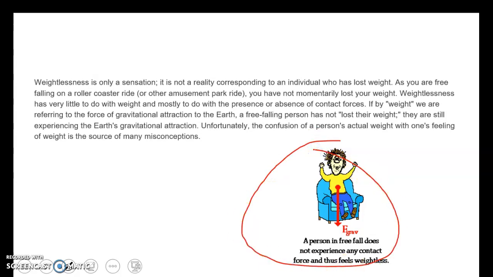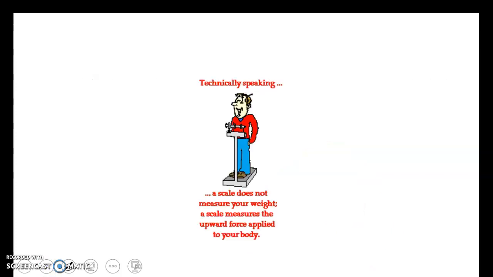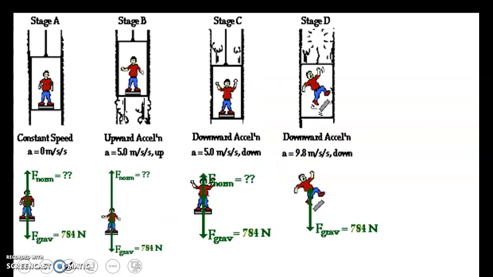Again, you can pause and read this if you like. But a person in free fall does not experience any contact force and thus feels weightless. So if you're on a chair and dropping, you would not feel any contact force. A scale does not measure your weight. Because you're standing on it, it measures the upward force applied to your body. A scale reads normal force. Using that information, if you're on an elevator going at a constant speed, which means no acceleration, gravity and normal force would be equal, so your weight would be accurate on the scale.